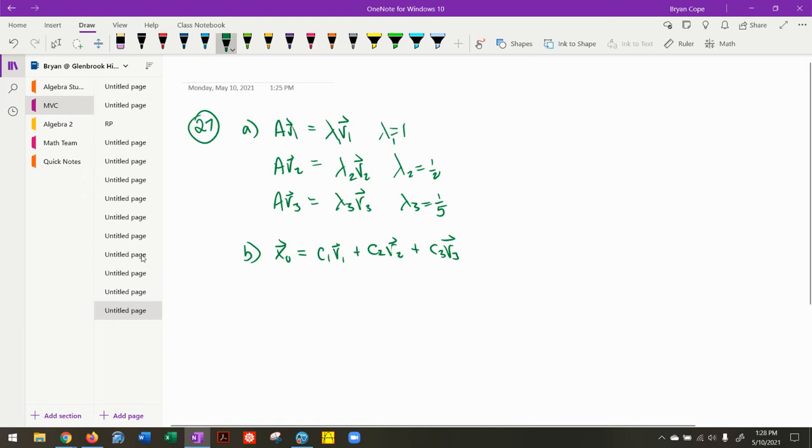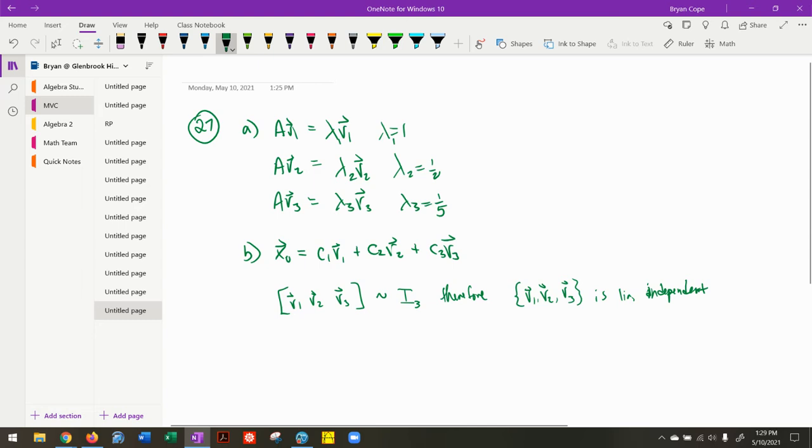So my explanation would be the matrix V1, V2, V3 is row equivalent to the 3 by 3 identity. Therefore, by the invertible matrix theorem, the set V1, V2, V3 is linearly independent. Therefore, they form a basis for R3, and any vector x naught can be written in terms of those vectors.